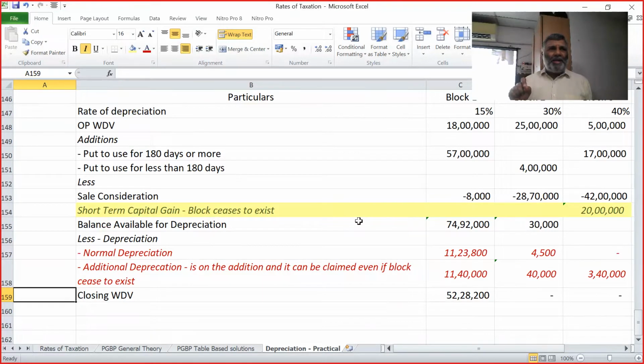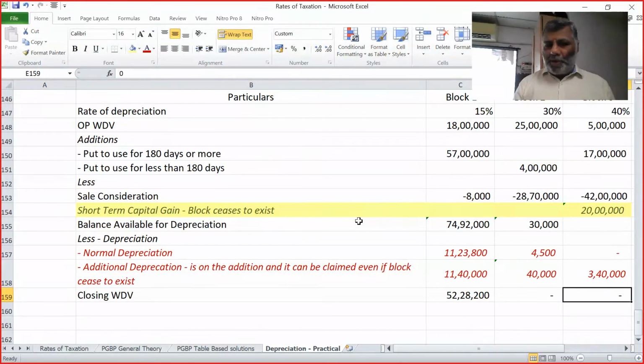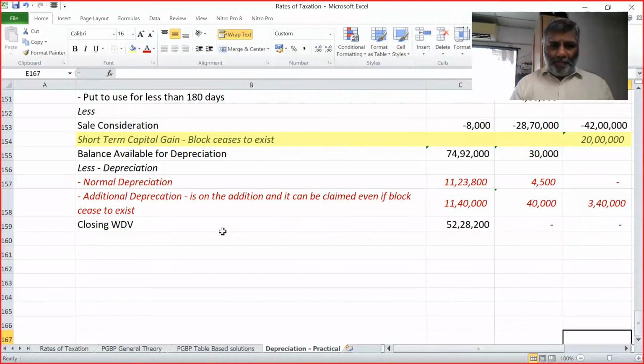Because of claiming depreciation, you will not have a short-term gain. Only because of sale you can have gain, not because of depreciation. And for the block that ceases to exist also, depreciation can be claimed.